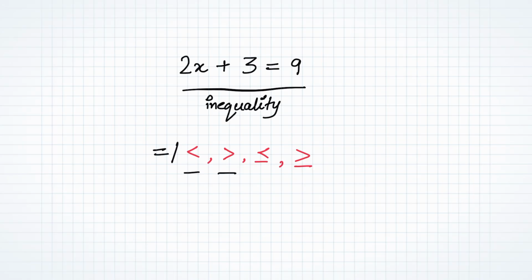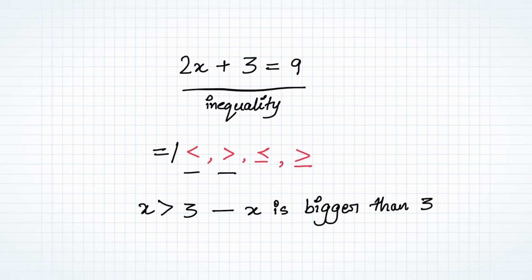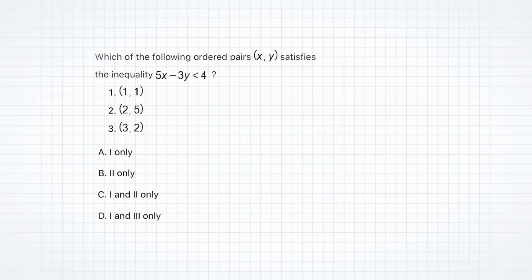They tell us when one expression is greater than or smaller than the other. For example, if I say x is greater than 3, that means x can be any number bigger than 3. Pretty simple, right? Now, let's see how the SAT tests this idea. Let's start with a basic question. The question says, which of the following ordered pairs, x and y, satisfies the inequality 5x minus 3y is less than 4? We are given three pairs. We just have to plug them in one by one and check which one makes the inequality true.